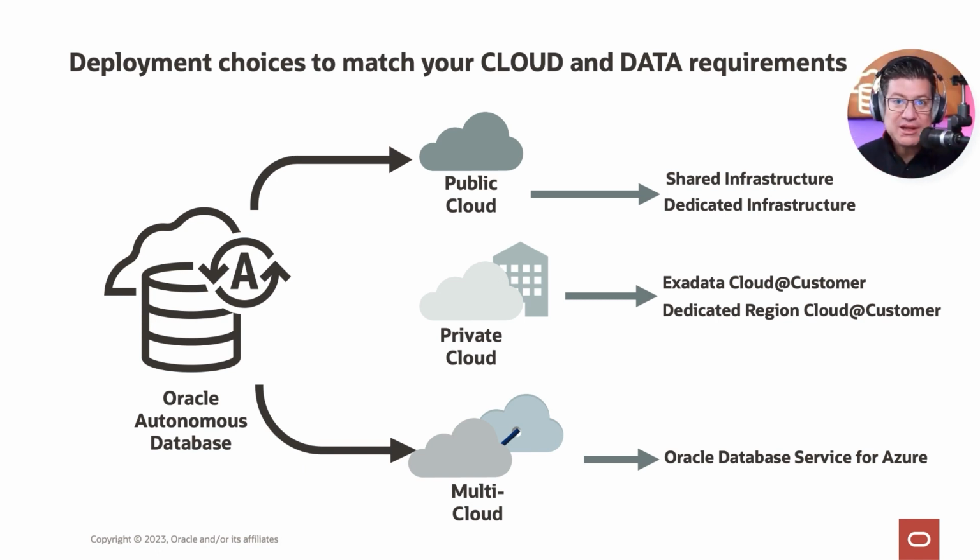It's available in the public cloud, in shared infrastructure, and we have a dedicated infrastructure option as well. We have it on private cloud, so you can actually have it running on your premises, in your data center, using Exadata Cloud@Customer or the Dedicated Region Cloud@Customer, and it's available in multi-cloud. For example, Azure customers today have a page where they can go and actually provision an Autonomous Database and connect to it from the Azure interface.